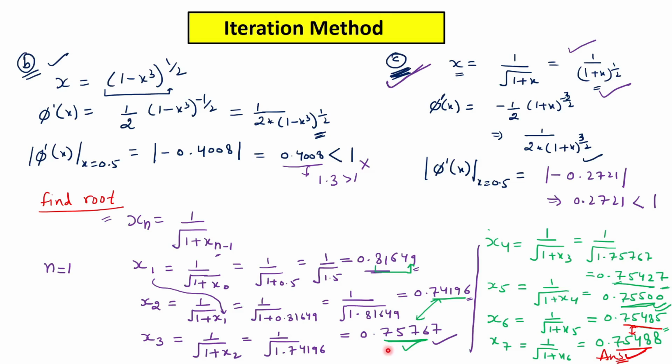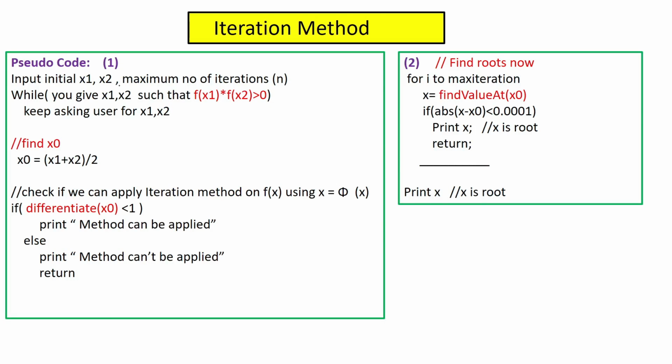So now let's see the pseudocode for this method, and let's see how we can implement this method using a C program. So this is our pseudocode. This is part 1 and this is part 2. That is, after this part we have to see this part.